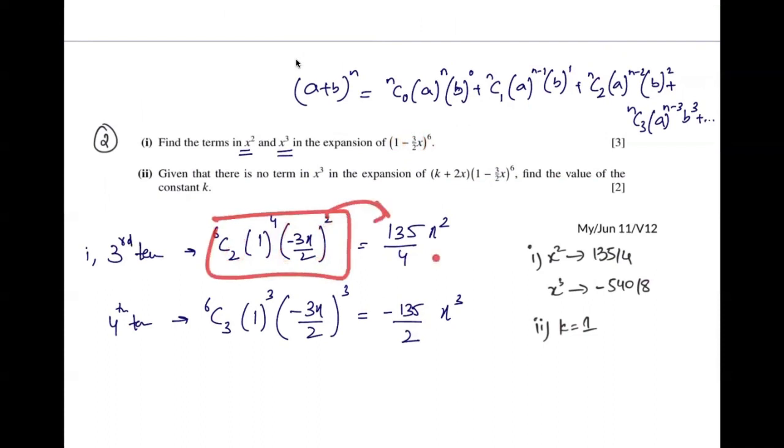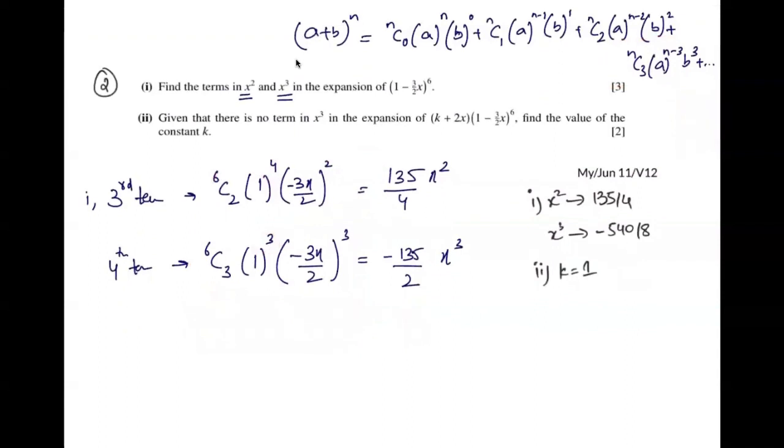Are you clear with this, Abdul Rahman? Okay, sir. Then the next term is going to be nc3. So 6c3, 1 to the power of 6 minus 3, second term to the power of 3. So you get minus 135 upon 2x cubed.